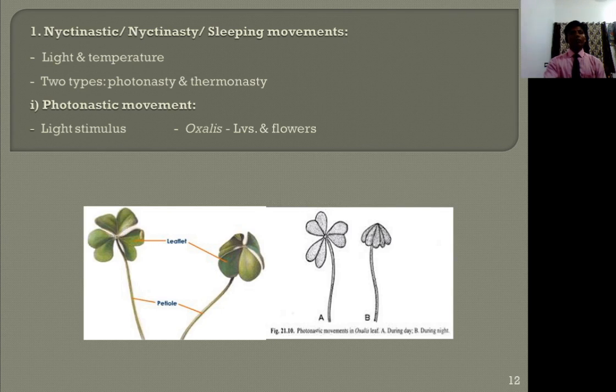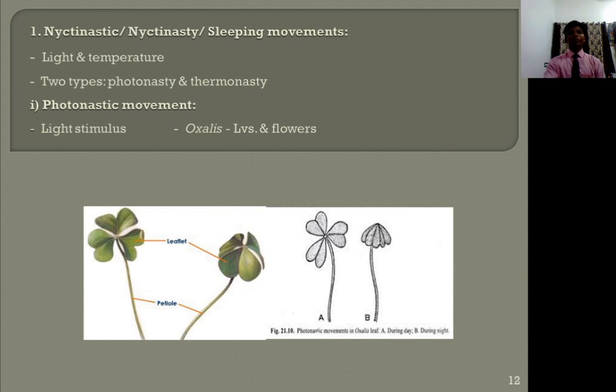The nastic movements which occur in response to the light stimulus are called photonastic movements. These movements are seen in plants like oxalis and cassia. In these plants, the leaves and flowers remain open during the day or light, and they get closed in the dark or in the night.